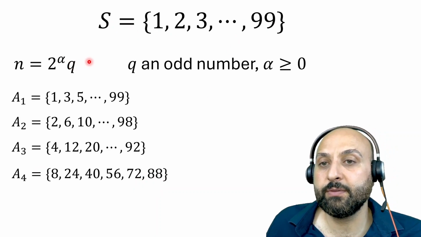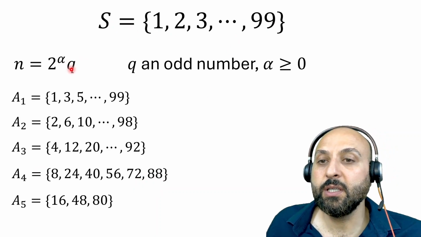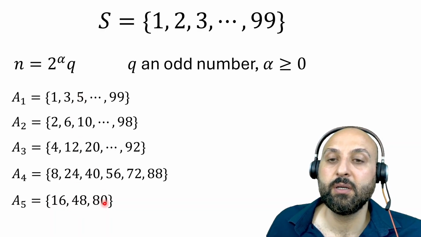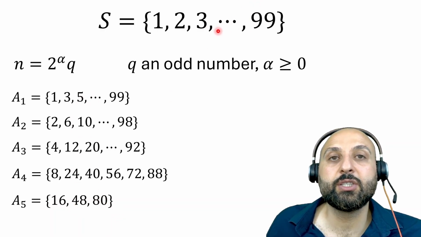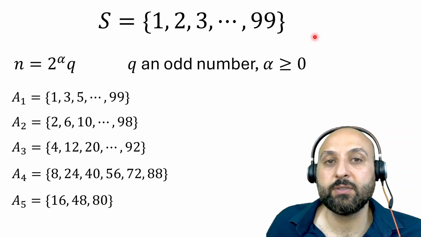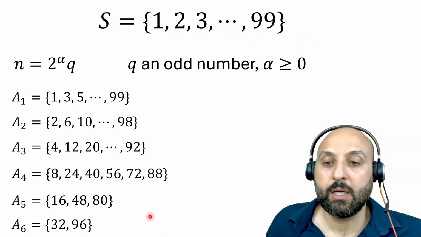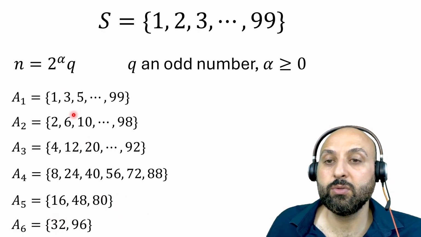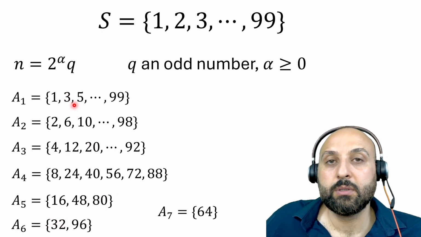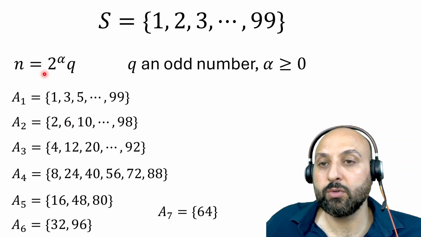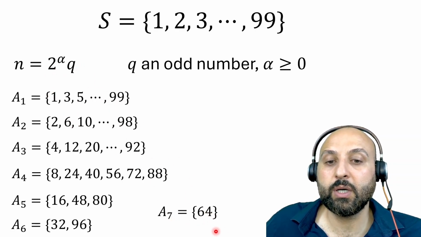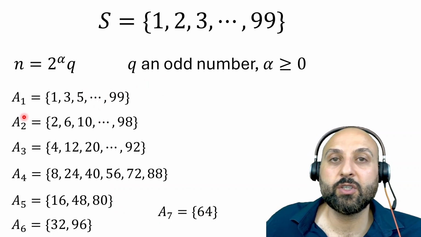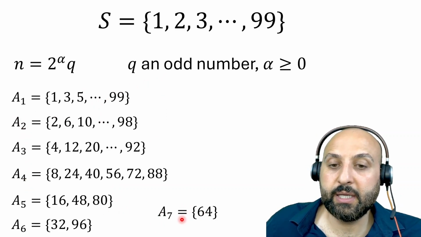We can increase the power of alpha to 4, so 16. So 1 times 16, 3 times 16 is 48, 5 times 16 is 80, 7 times 16 is already larger than the maximum element of S, so we ignore it. And the next one is 32, so 1 times 32 is 32, 3 times 32 is 96, and the last one is power 6, so 2 to the power 6 is 64, multiplied by 1 is 64. Basically, all the elements of S can be categorized in these subsets A1, A2 till A7.